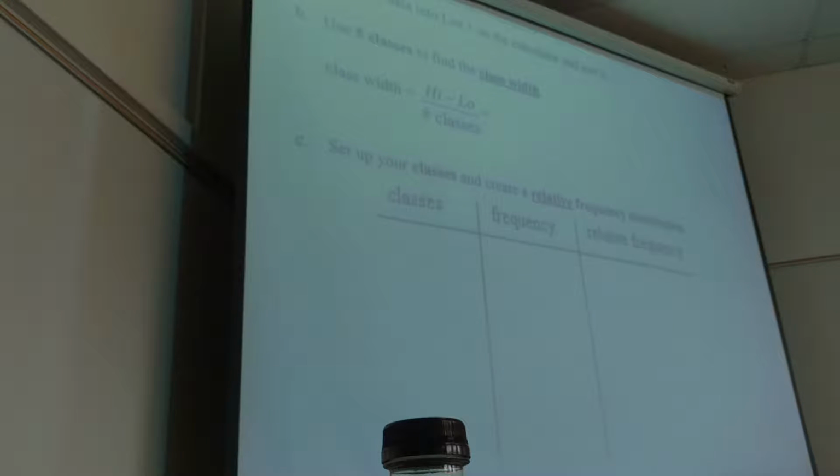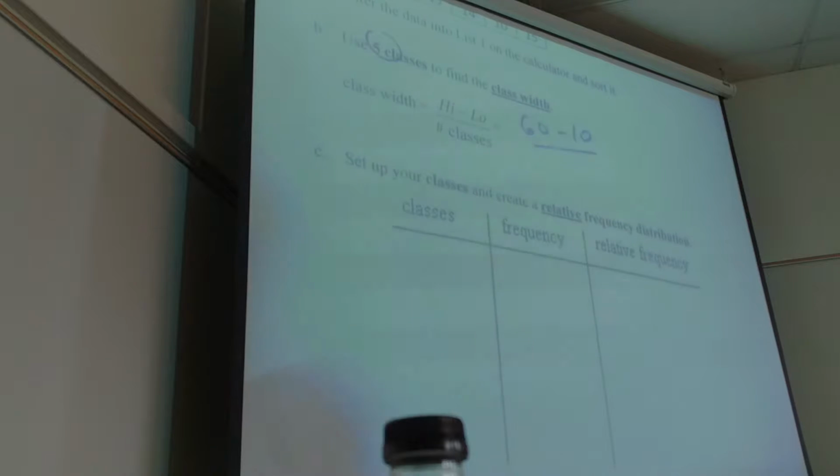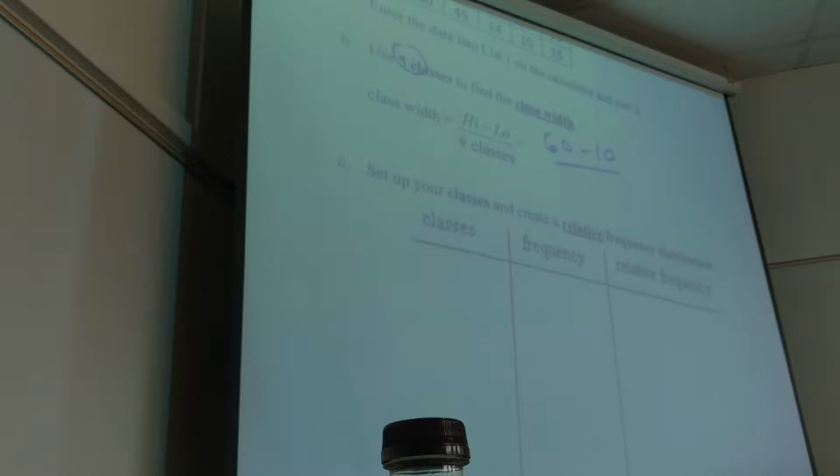Anytime that the class width goes in perfectly, you're going to have to do a little something weird. I think I've gotten around to most of the groups to discuss that weirdness: where does 60 go? Do you make a whole new class? No, not normally. The highest was 60, the lowest was 10. It's up to you how many classes to use.